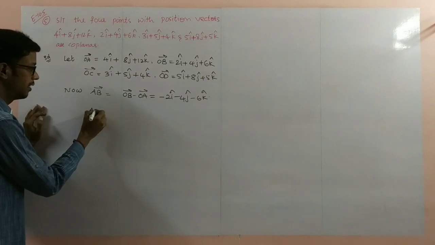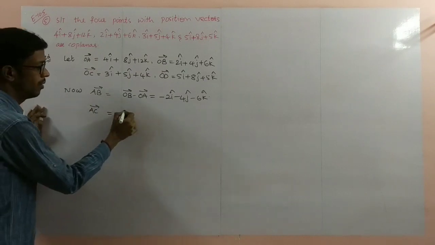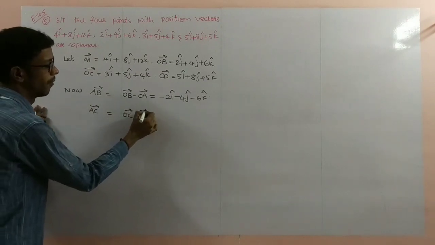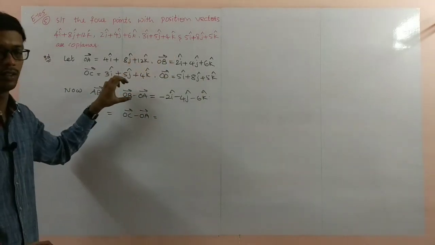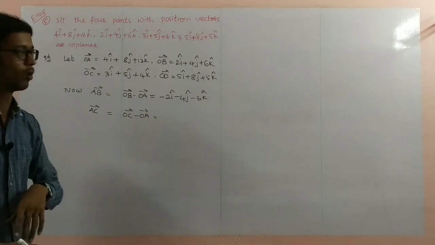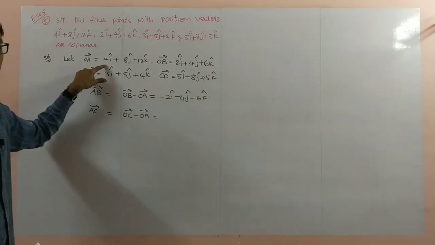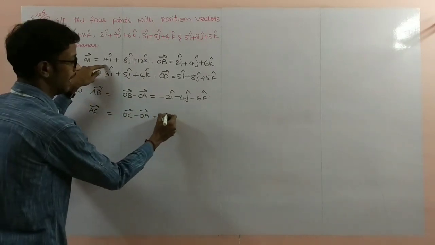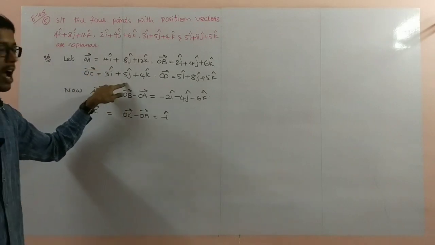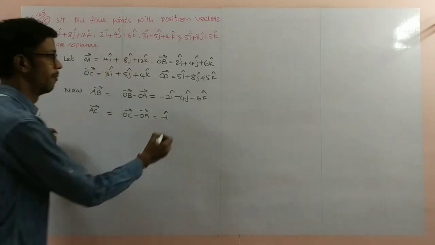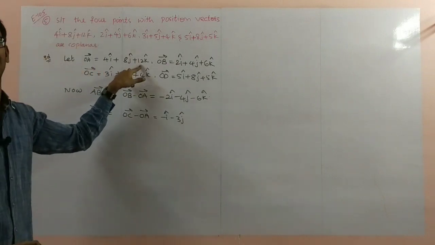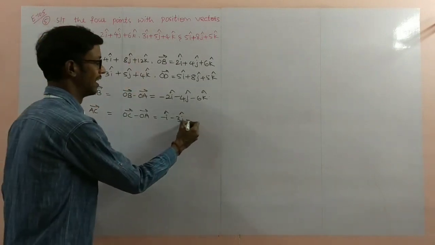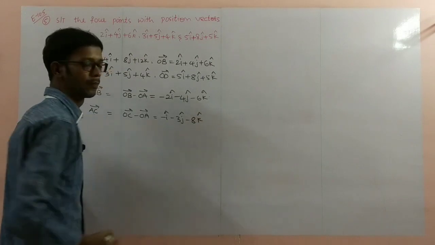Next, AC bar equal to OC bar minus OA bar. If any confusion is there, first of all you have to substitute the values here, vectors, and then subtract, no problem. 3i cap minus 4i cap, minus i cap. 5j cap minus 8j cap, minus 3j cap. 4k cap minus 12k cap, minus 8k cap.